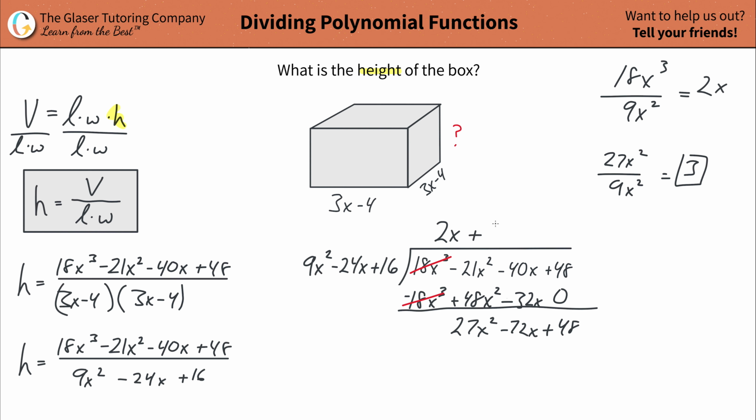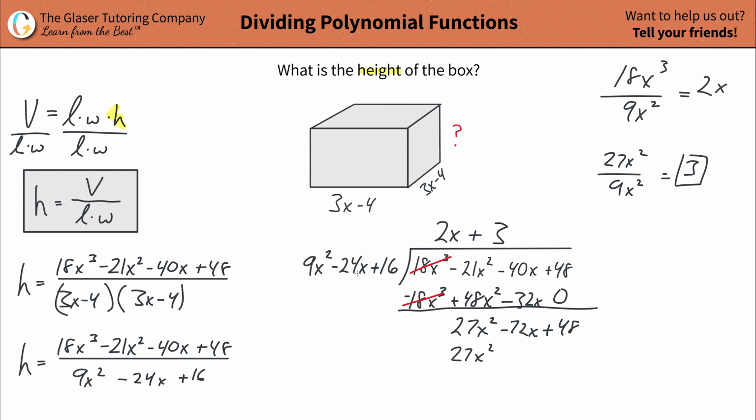So you take a positive 3, and you're going to add it to the 2x. Then you're going to take this term, the positive 3, and multiply it by each term of your divisor. So let's do the first one. 3 multiplied by the 9x squared, and if you did this correctly, it should work out to be 27x squared.